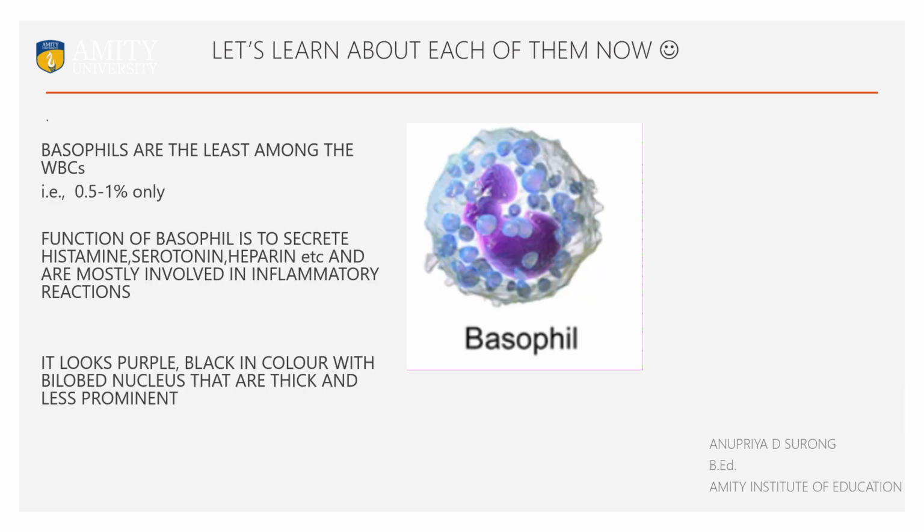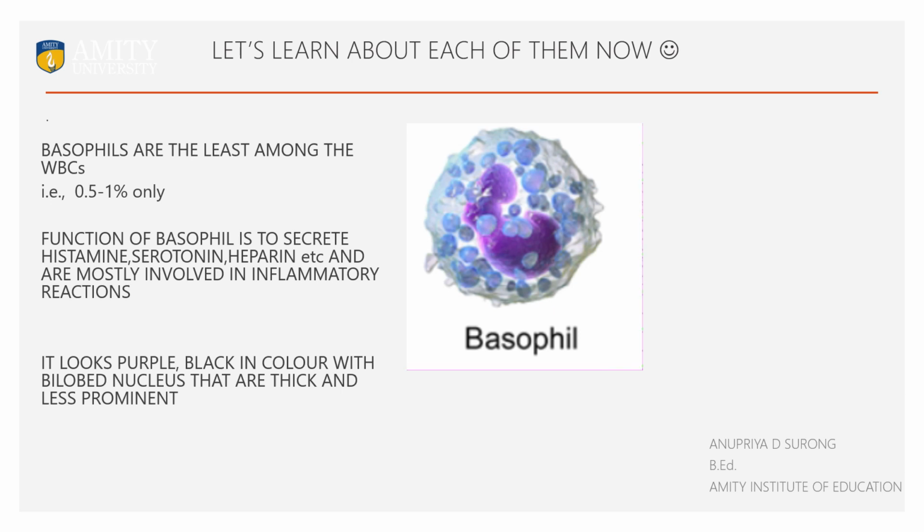Basophils are the least among the WBCs, that is 0.5 to 1% only. Function of basophil is to secrete histamine, serotonin, heparin, etc. and are mostly involved in inflammatory reactions. Now, your task is to find out what is histamine, what is the function of serotonin, what is the function of heparin, and what you understand by inflammatory reactions. Okay, pause the video and try to find out the meaning of histamine, serotonin, heparin, and inflammatory reactions.